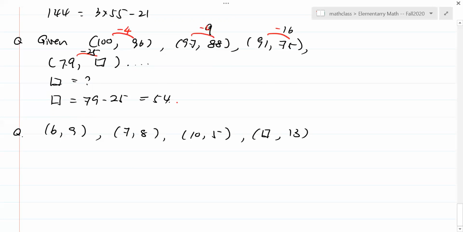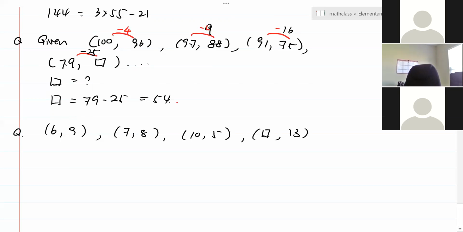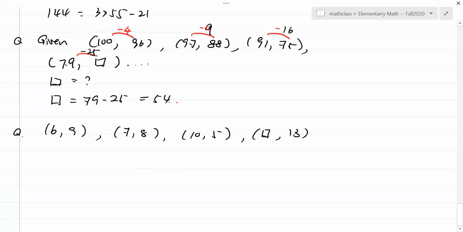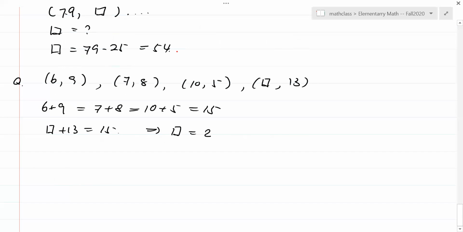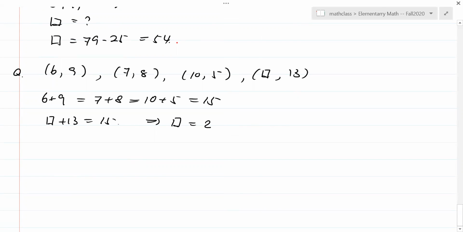So let's solve this mystery. Can you see that? Look at those pairs of numbers. What is in common? What is in common is that the sum of the two numbers in each pair is the same. Then you see that this number plus 13 should be equal to 15. The number should be equal to 3. Right? Yeah, find something in common.